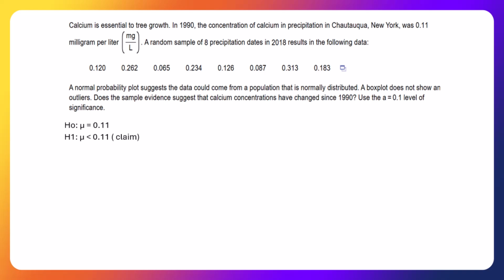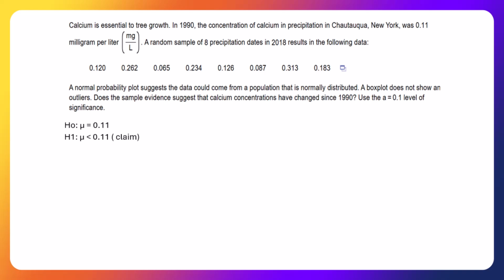A normal probability plot suggests the data could come from a population that is normally distributed, which is a requirement here. If your sample size is less than 30, we must make sure that our population is normally distributed, bell-shaped. The box plot does not show any outlier. That is another condition of the test. Does the sample evidence suggest that calcium concentration has changed since 1990?